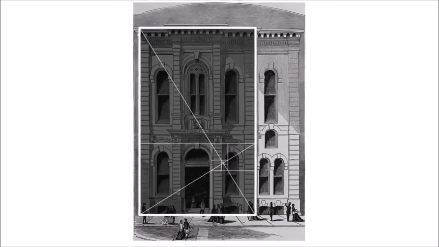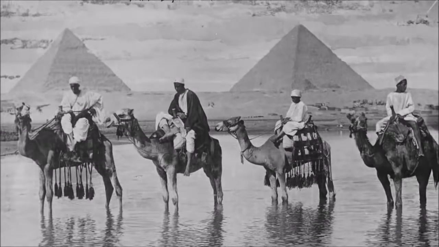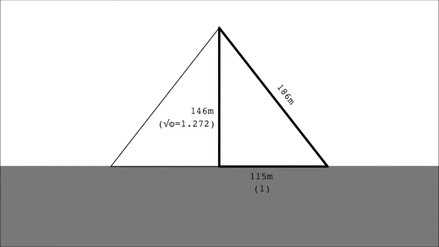rectangles. It's thought that the ratio may have been used as early as the Egyptians in the creation of the Great Pyramids. Based on measurements of the pyramid at Giza, the hypotenuse almost precisely matches the number phi, or 1.618.